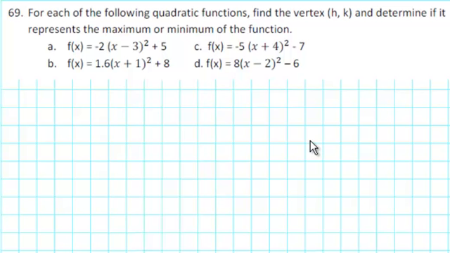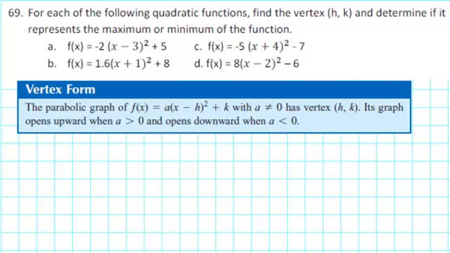For each of the following quadratic functions, find the vertex (h, k) and determine if it represents the maximum or minimum of the function. One way to do that is to recognize that all the functions given in parts A through D are in vertex form. In other words, all the functions have the form f(x) = a(x - h)² + k.